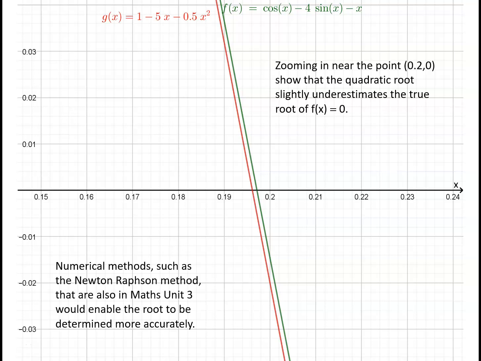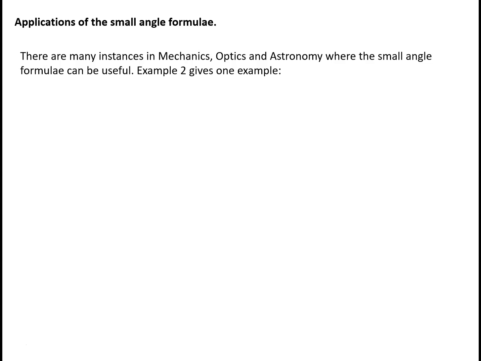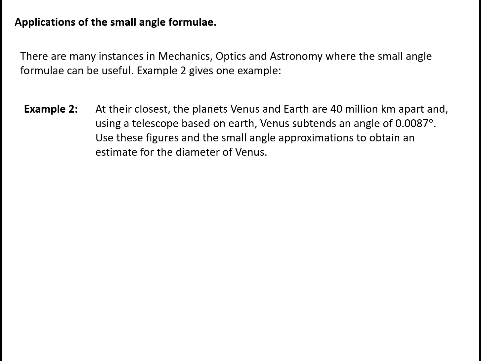Later on in Maths Unit 3, you'll probably study some work on numerical methods. In particular, you'll study the Newton-Raphson method, and this would enable the root of the equation f of x equals cos x minus 4 sine x minus x equals 0 to be found even more accurately. It's worth noticing that there are many applications of the small angle formulae, particularly in physics and mechanics, and we're just going to have a look at one example at this stage.